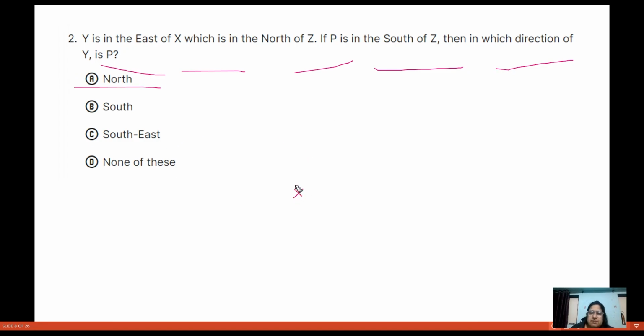Let us place x here. If x is facing towards this side, we have north, east, west, and south. Now it is saying y is to the east of x, so let's say y is here somewhere. And it is saying x is to the north of z. So z is here and x is here. Let's remove this south and put it here. So z is to the south of x. If p is in the south of z, p is here.